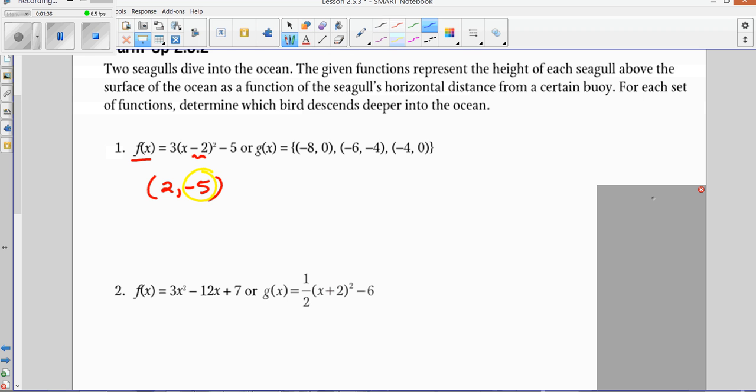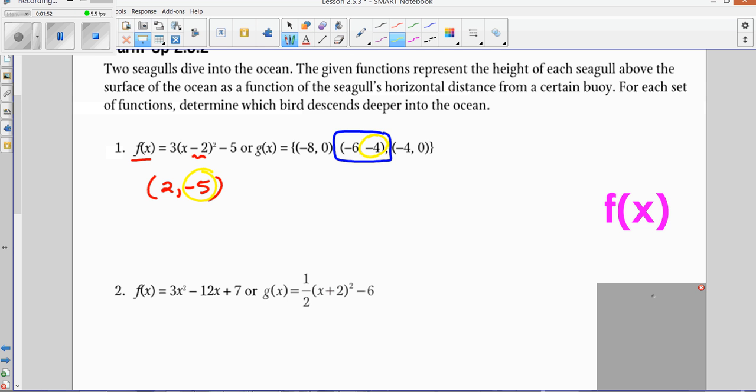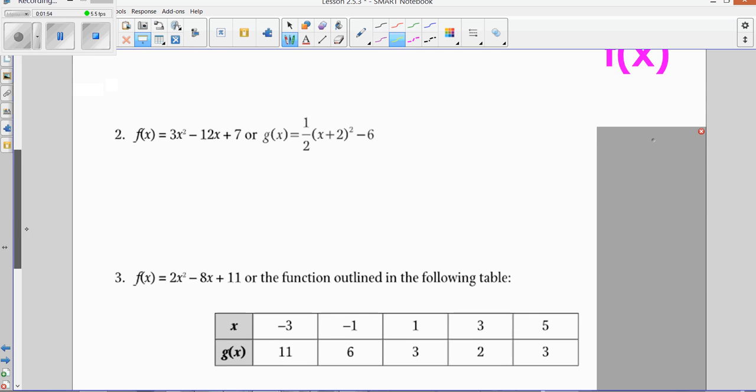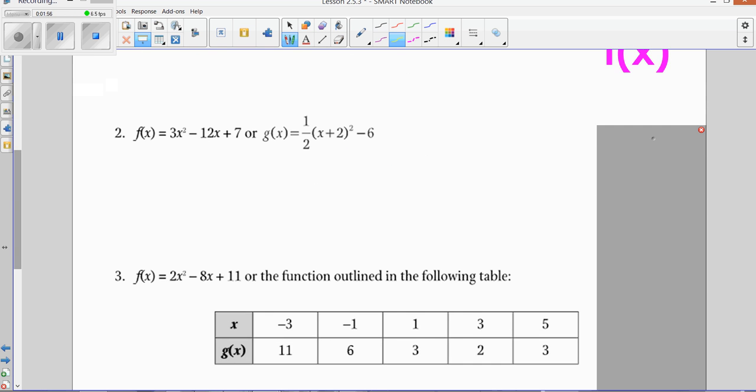All right, g of x, if we look here, we have some points. So what we're going to be looking at from these points is which point goes down lowest, and that is this point, negative 6, negative 4, and the lowest it went was negative 4. So between these two, which went lower? The answer is f of x. All right, so now number two, so this is kind of how it's going to go. So I'm going to go a little quicker now. So number two, f of x.